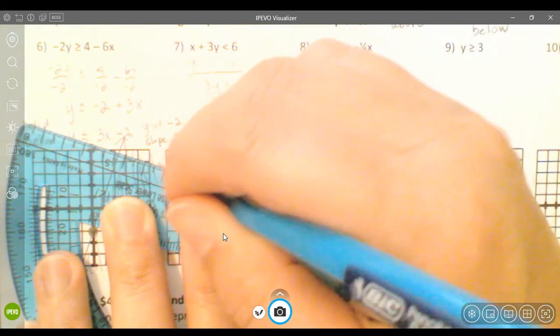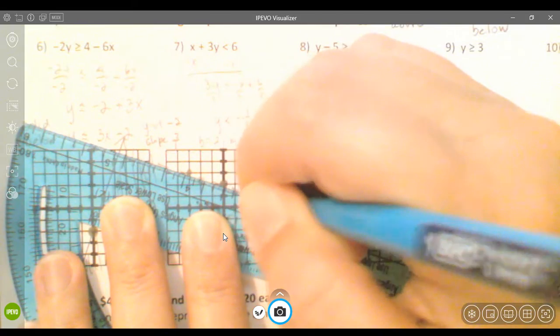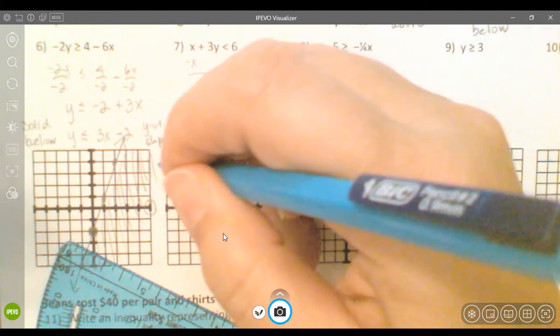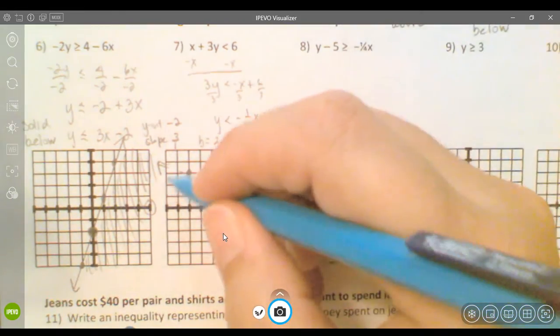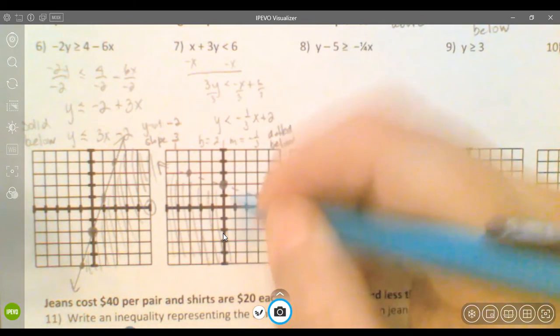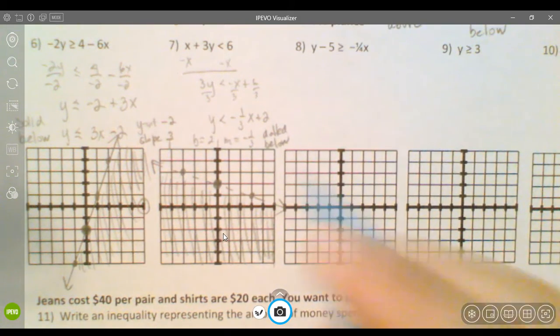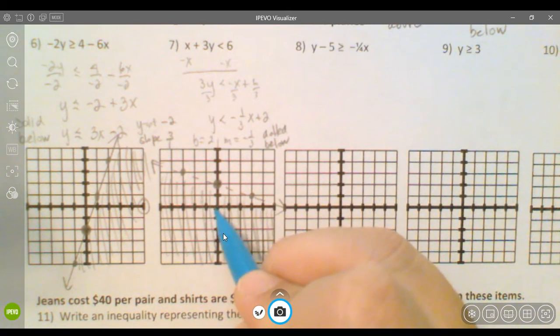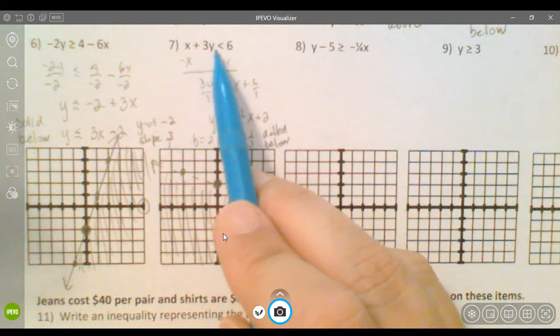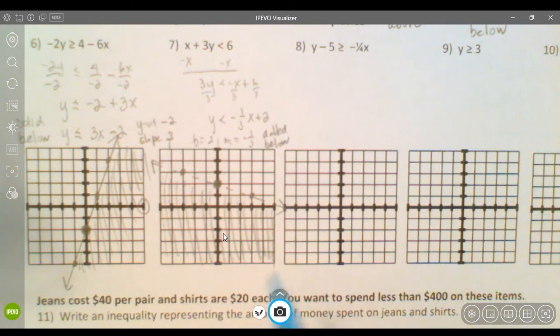There we go. We are going to shade below. Okay, and again, choose 0, 0 as your test point. Is 0 plus 0 less than 6? Yeah, so we're correct.